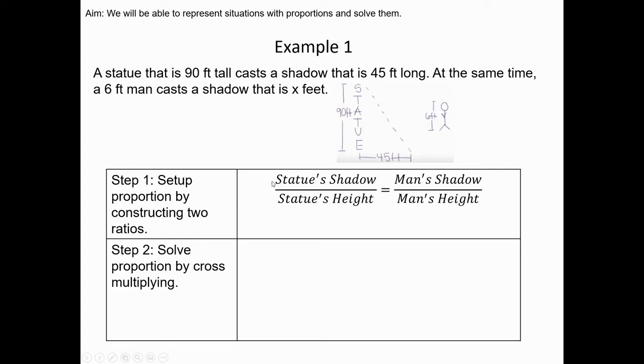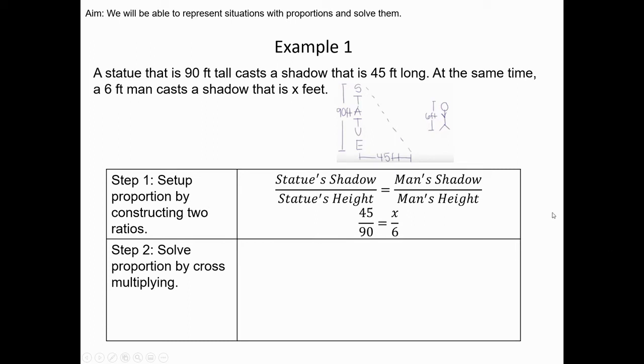The statue's shadow is 45 feet long, and the height is 90. And that's equal to, well, we don't know what the man's shadow is, right? That's our whole goal, is to find out what that x is, but we know his height is 6. So now we have this equation.